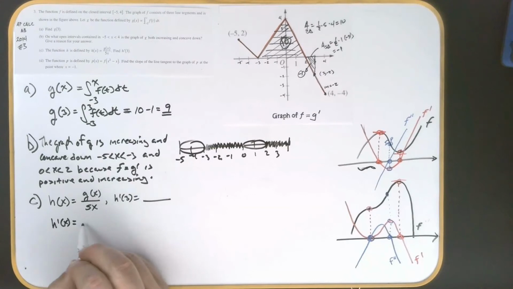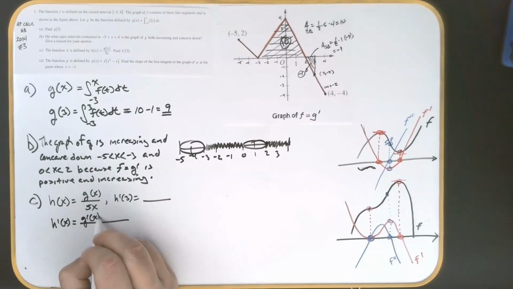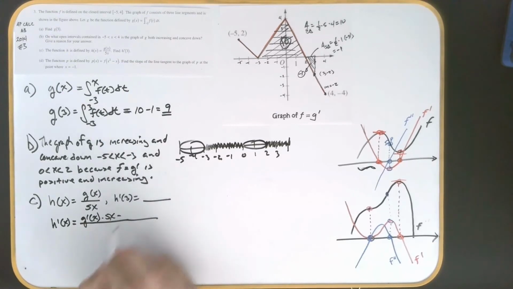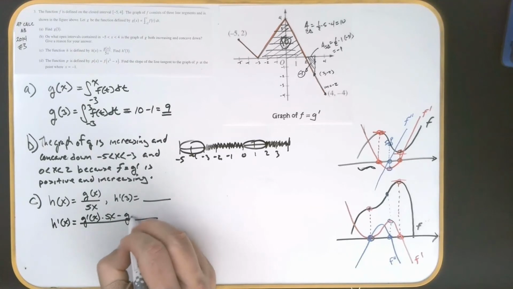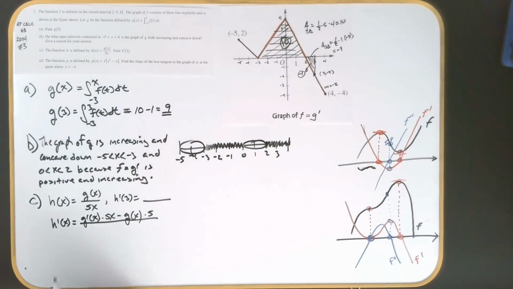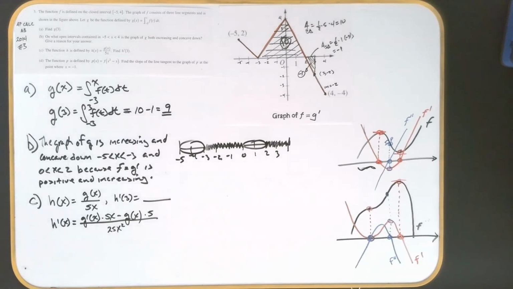If we remember our quotient rule, derivative of the top, that'll be g prime of x times the bottom, 5x, minus the top, g of x, times the derivative of the bottom, which would just be 5, all over the bottom squared. So that would be 25x squared. I'm just going to square it. Okay, there's our derivative. Now we have to evaluate it at 3.